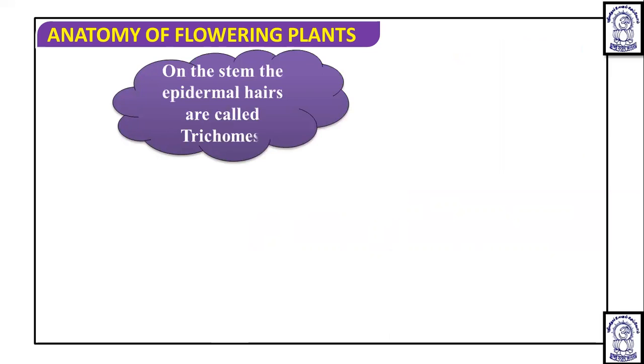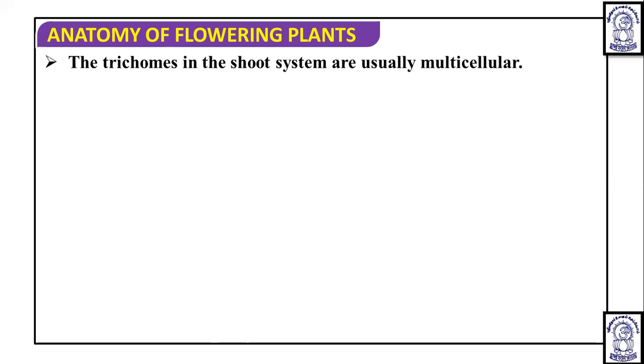On the stem also you will find some hair-like structures, which are known as epidermal hairs or stem hairs, and they are known as trichomes. These trichomes, which are the stem hairs found on the shoot system, are usually multicellular.